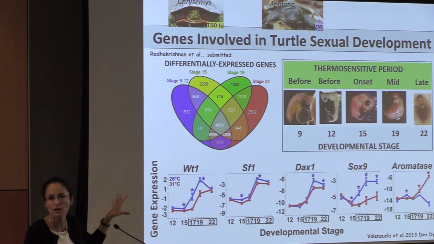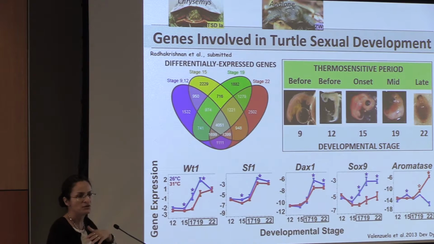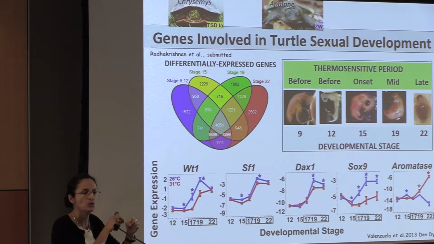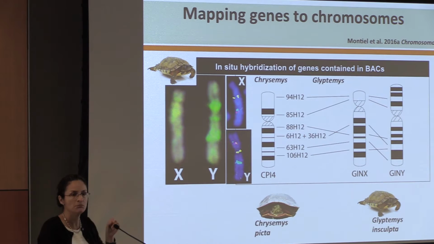But the point is that we have explored the profiles of all genes that are active during the gonadal development of these turtles at different stages of development, and now we can ask the question as to whether those are around the breakpoints of these chromosomal fusions and fissions that we determined from the chromosome paint work. We can do that also by painting back clones that contain chunks of DNA.